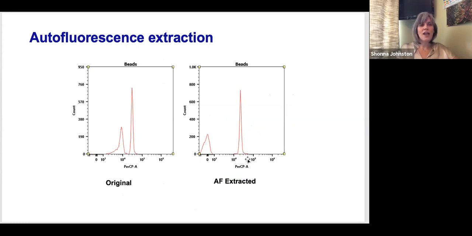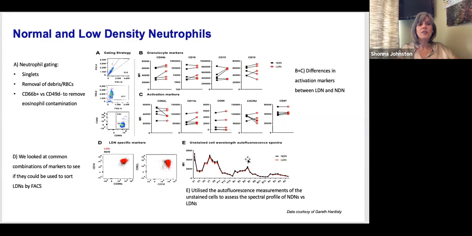So what I'm going to do next, that's obviously quite a big part of our stuff, is give you some idea about the research that we've been doing in our department. Apologies because this is quite a busy slide, but it was given to me by one of our researchers. Essentially they were looking at normal and low density neutrophils. The gating strategy isn't really that exciting, to be honest with you. They were mainly looking at differences in activation markers between the two. They were also looking to see if there were any good combinations of markers that would help them if they ever wanted to go to sorting.